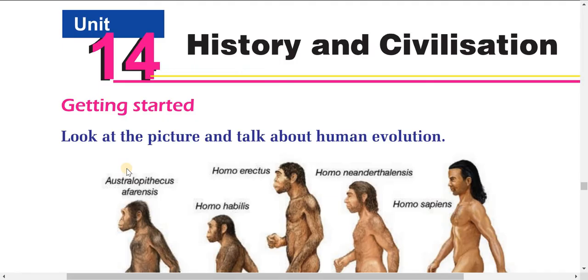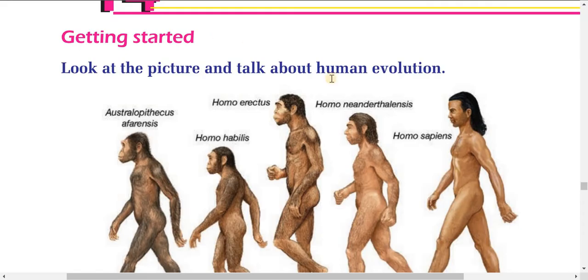Dear students, today we will do the exercise of this unit. Now look at the picture and talk about human evolution. So you can see the stages of human development, human evolution. So Australopithecus, Homo habilis, Homo erectus, Homo neanderthalis, and Homo sapiens. Now let's do the exercise.